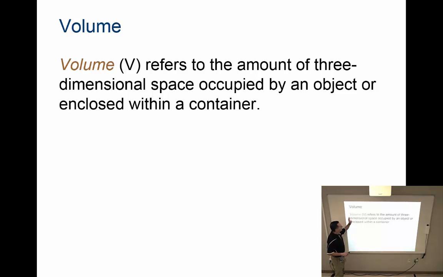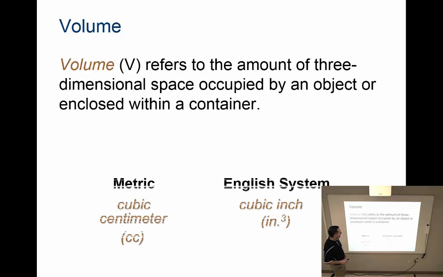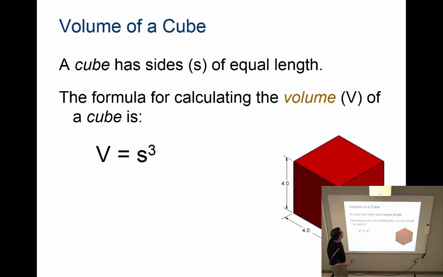Volume refers to the amount of three-dimensional space occupied by an object or enclosed within a container. Depending on which system of measure you're using, the units for volume in the metric system would be cubic centimeters versus cubic inches in the English system.